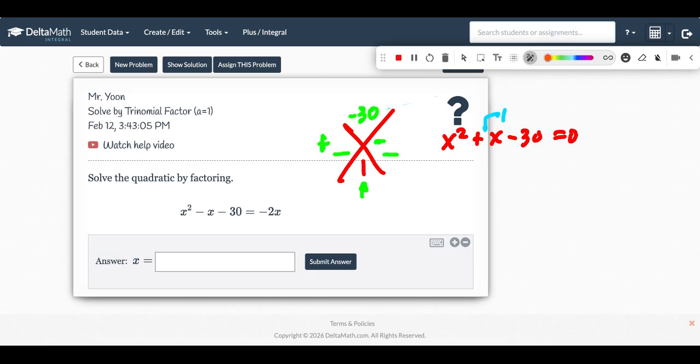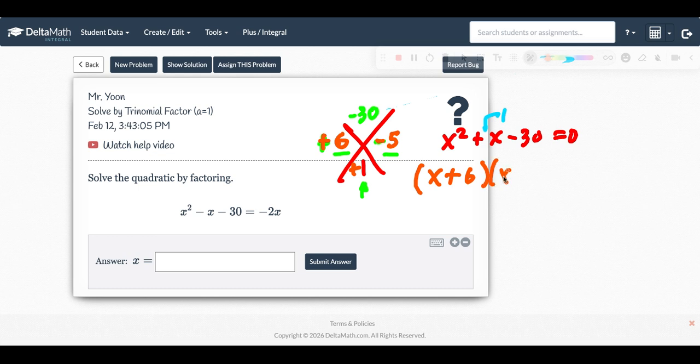So have you thought of it? Have you looked up 30? It's going to be 6 and 5, but I want my 6 to be positive because the bigger number will have the leftover of the same sign, and my 5 will be negative. Okay? So that leads us to our two factors, x plus 6, x minus 5 equals 0.